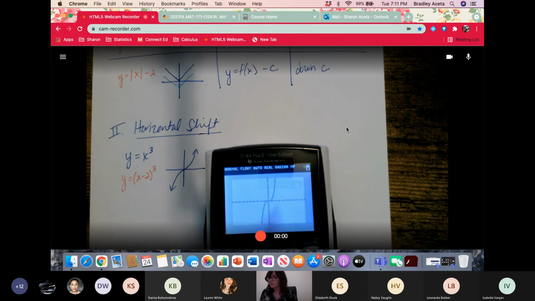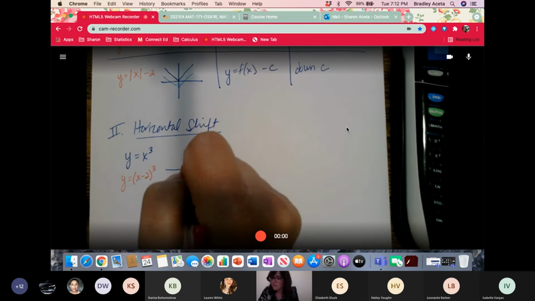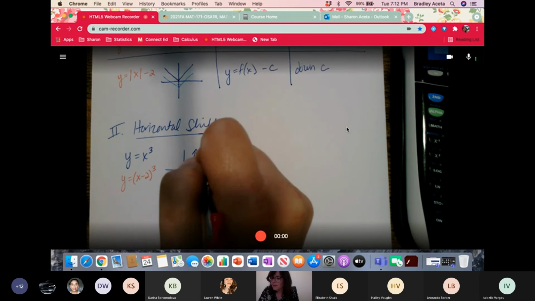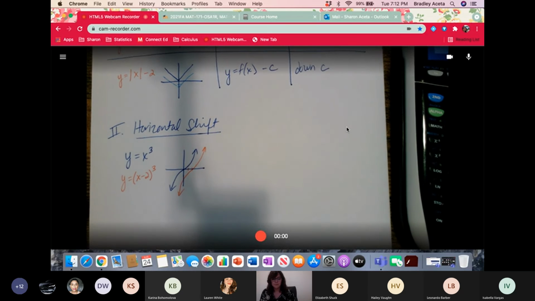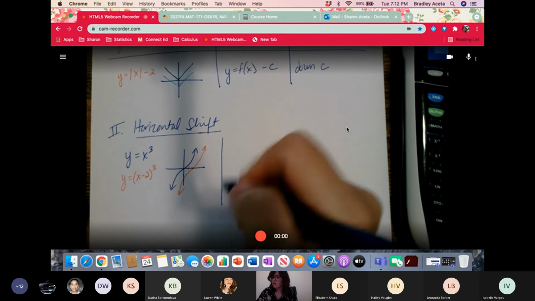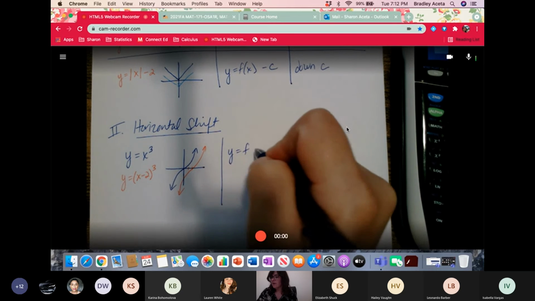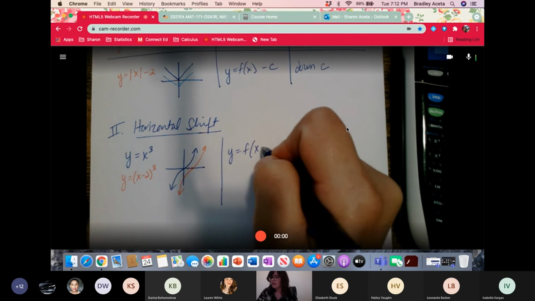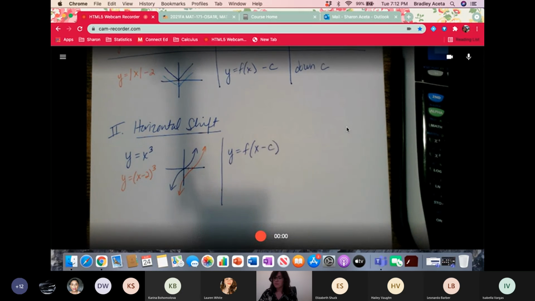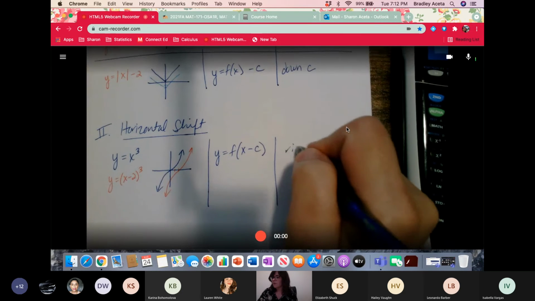There's the parent. I'm sorry, my calculator is so slow. There we go. Oh, look at that. It moved to the right. How many spots? 2 spots. So it went like that, over 2. So here's a little general rule. If you have the parent f of x minus c, you go to the right c.